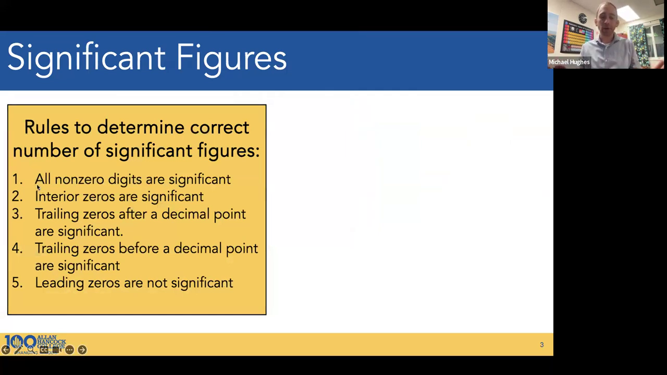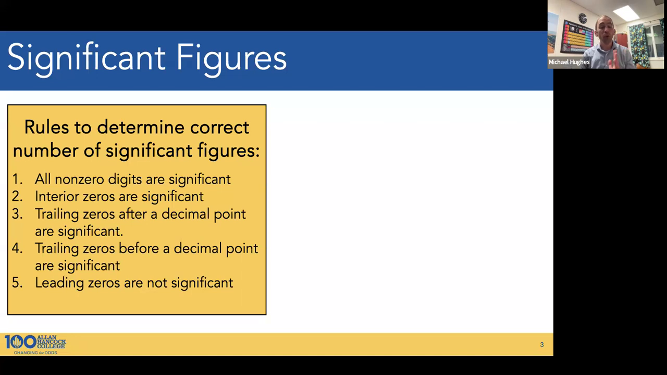Anything that's not zero as a digit is going to be significant. We know that that's not an assumed or rounded value. Interior zeros, zeros between two non-zero digits, like 101, that middle zero is significant by its placement. When a decimal point is present, and that's very important, any zeros that trail after a decimal point are significant. They're there for a reason.